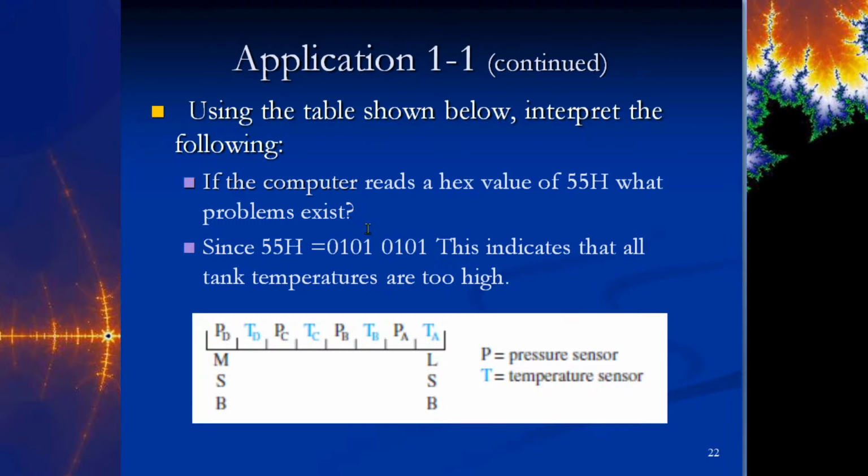Well, if we convert that into binary, remember hex to binary is just a direct conversion. So what is the 4-bit equivalent of 5? It's 0101. So here is our binary string: 0, 1, 0, 1, 0, 1, 0, 1. That indicates that all the tank temperatures are too high, right? That means all the temperature limit switches are high, and you've probably got some kind of a problem. But that's a way that we can use the different numbering systems here.